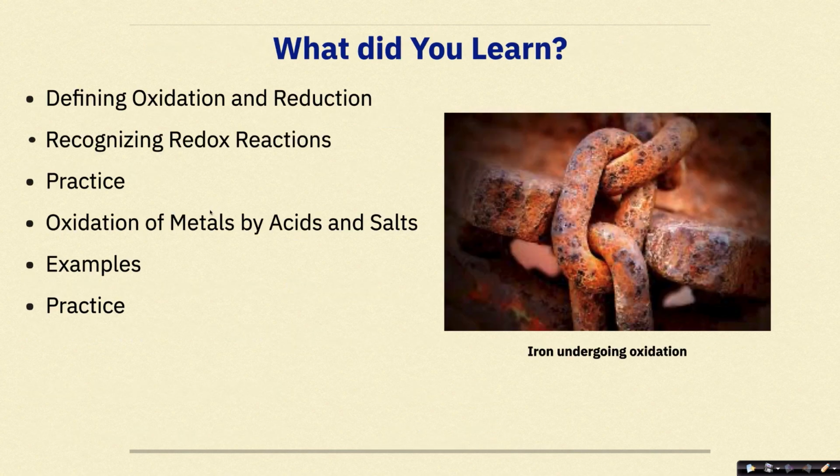So what did you learn? We went over the definitions of oxidation and reduction, little review. We learned how to recognize a redox reaction by assigning oxidation numbers. We did some practice with that. Then we talked about oxidation of metals by acids and salts, showed you some examples, and did some more practice.